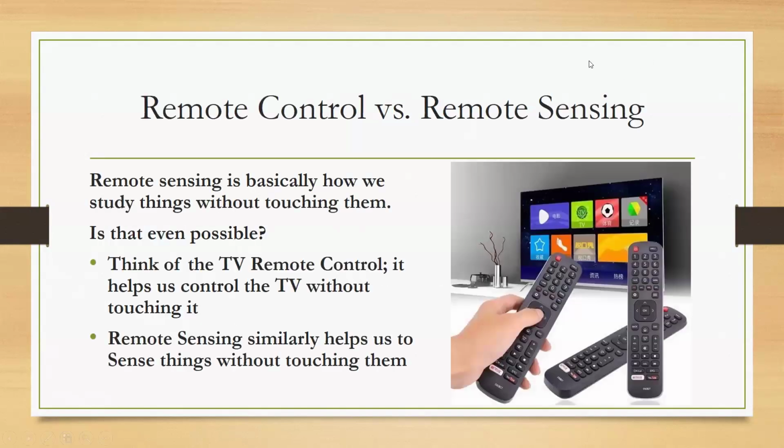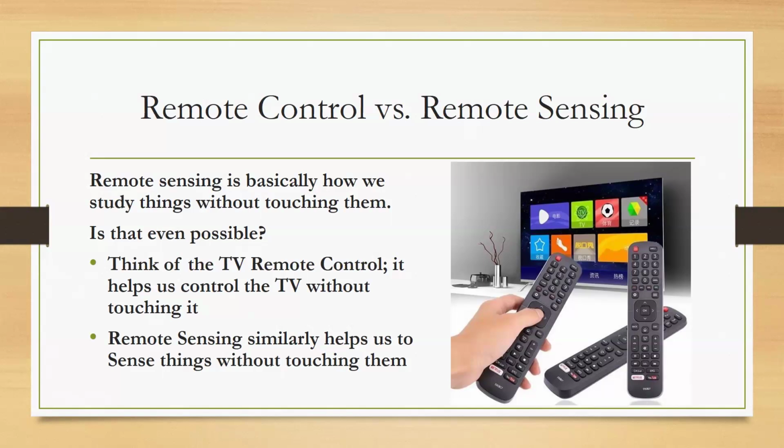Okay, so let's look at what exactly remote sensing is. I use this illustration of a remote control because almost every one of us would have seen it. When we think of the remote control, we think of the television. In those days, before the invention of remote controls, we needed to press the buttons on the television. So we needed to make physical contact with the television in order to put it on or off or do something on the television.